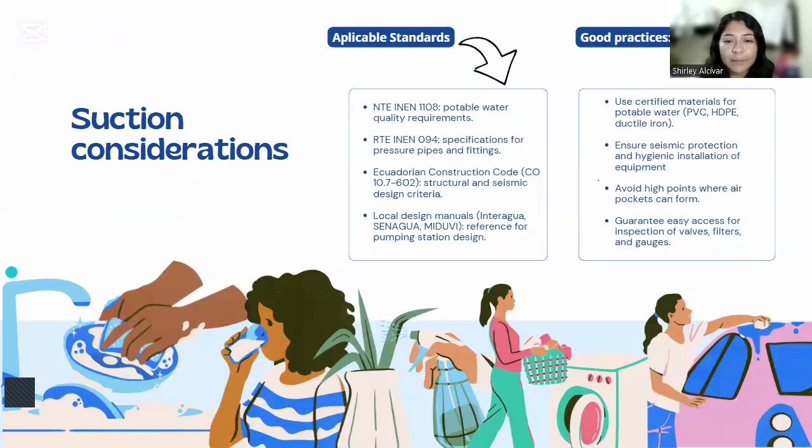In Ecuador, designs must comply with standards such as NTE INEN 1108 for water quality, RTE INEN 094 for pressure pipes and fittings, and the Ecuadorian Construction Code, which includes seismic protection requirements. Using certified materials, avoiding air pockets, and ensuring easy inspection of valves and filters are key to maintaining safe and efficient water supply systems. Thank you.